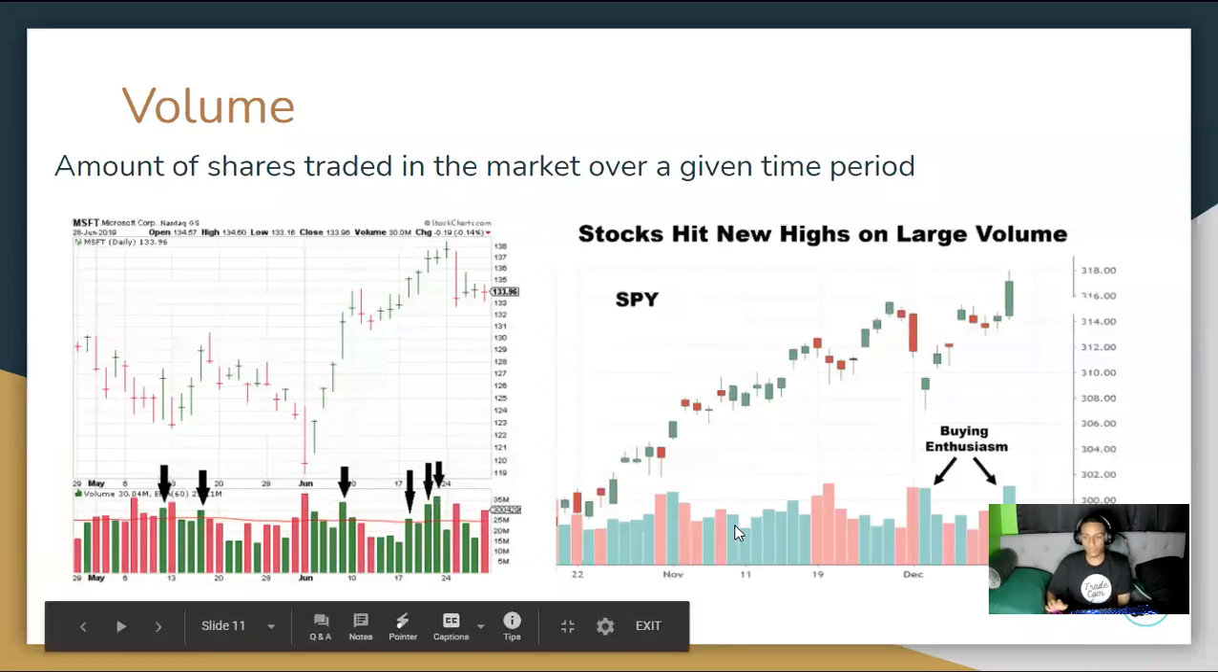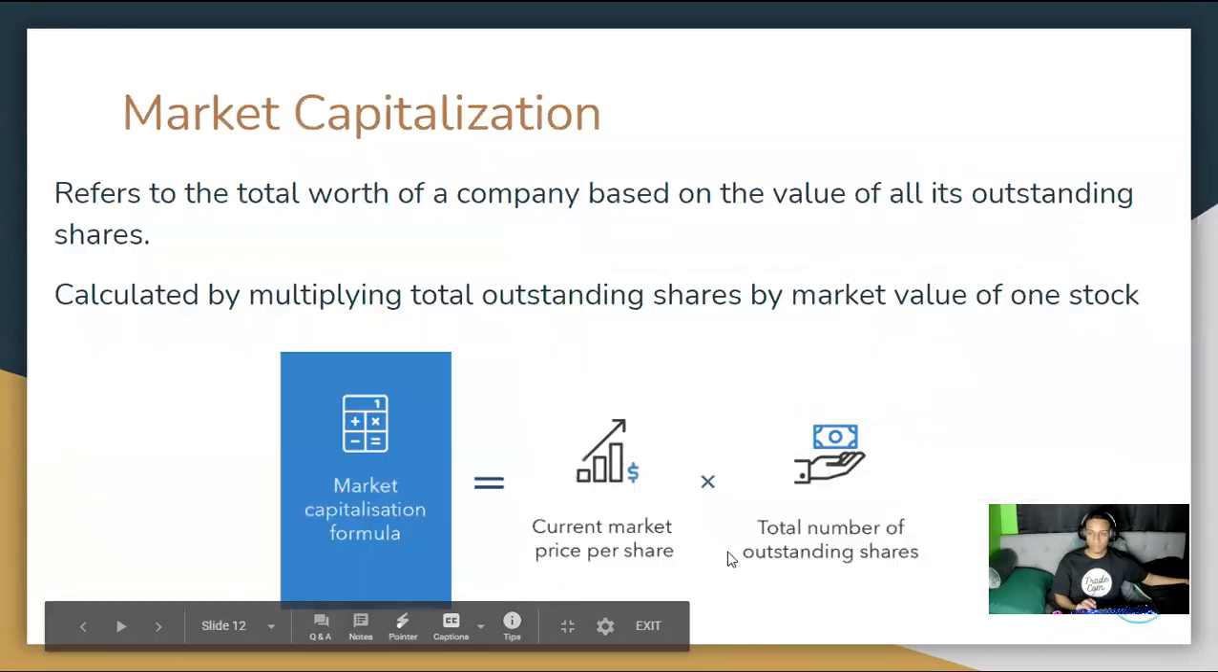Any questions on the volume bars? All right. No questions. Let's keep going.